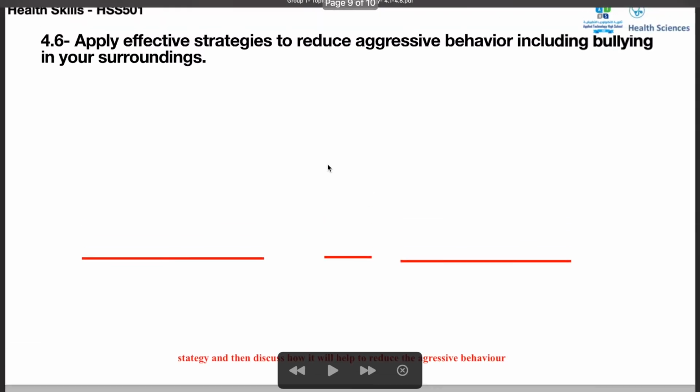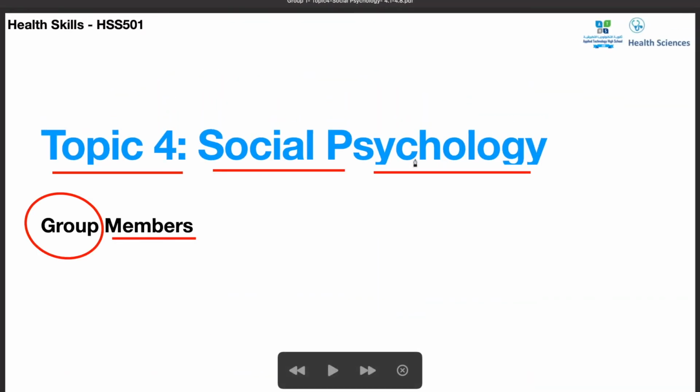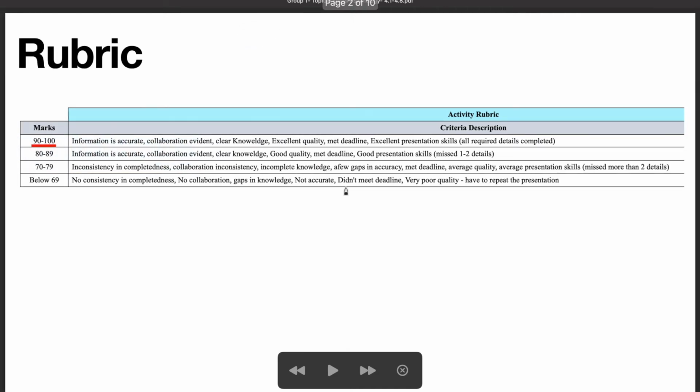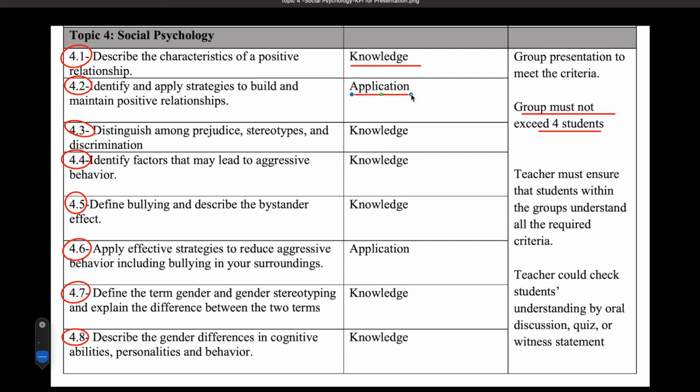So these are the 8 points that you have to discuss to get milestone 3 done. These points are also shown over here in this list, and make sure that if it is a knowledge question, it just needs a basic definition. If it is an application, it needs examples, more explanation, and application in real life. So you have only 2 applications over here, the rest are all basic ones.